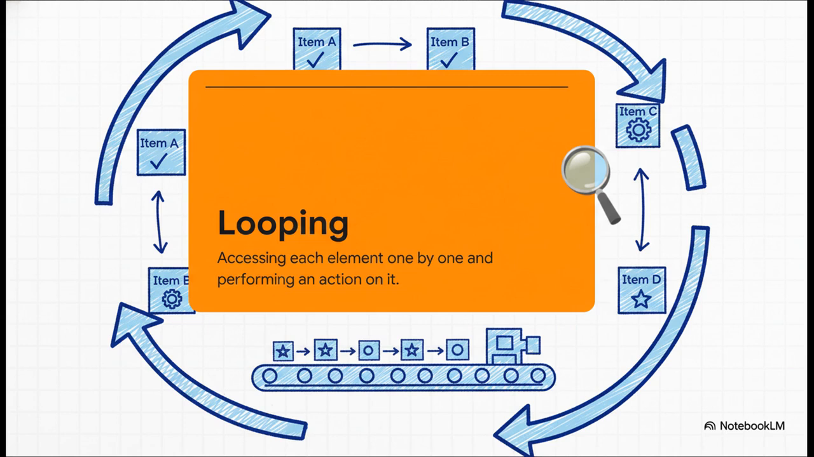It's called looping. At its heart, a loop is just a simple, automated way to tell your program, hey, see this list? I want you to walk through it one item at a time and do this exact same thing to each one. It's the power of repetition, but without you having to do any of the repeating.